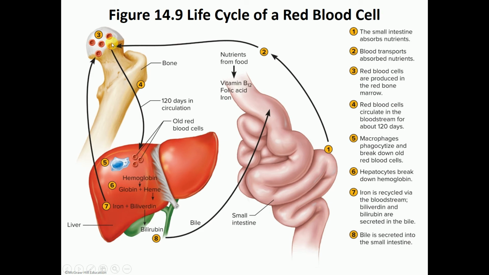RBCs will circulate in the bloodstream for about 120 days. And then when they are old, at the end of those 120 days, they are going to be eaten up by macrophages in the liver. So macrophages in the liver are going to eat up and phagocytize these old RBCs. And then the hepatocytes, or the liver cells, will break down the older red blood cells and start the breakdown of hemoglobin. It'll break down into heme and globin.